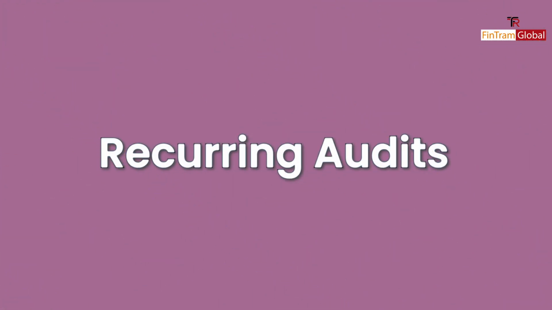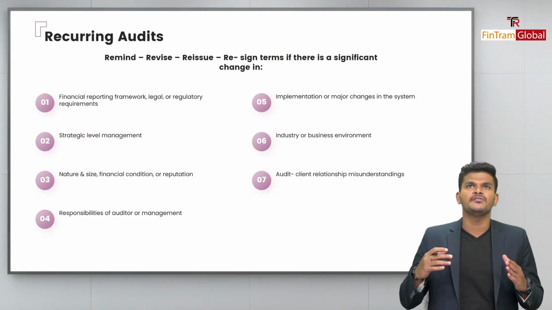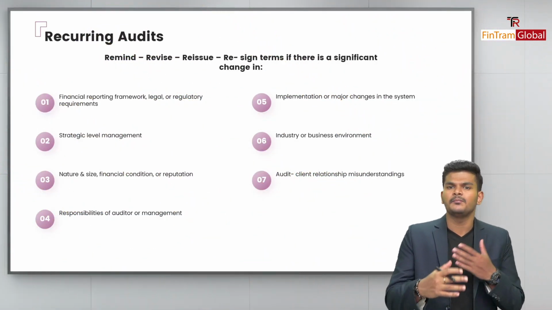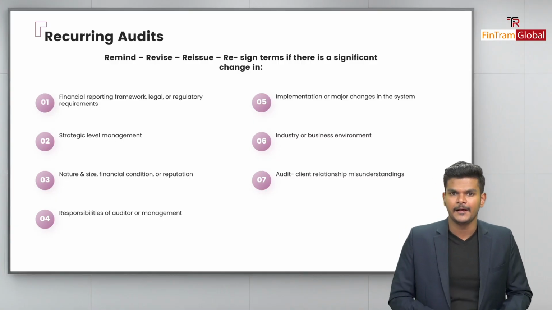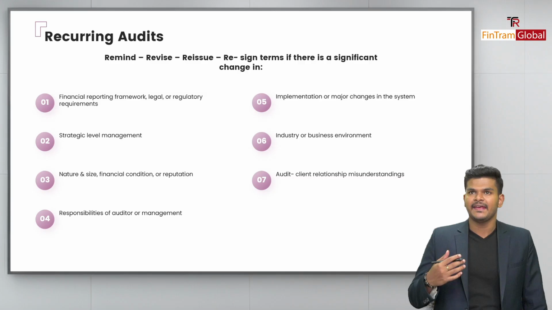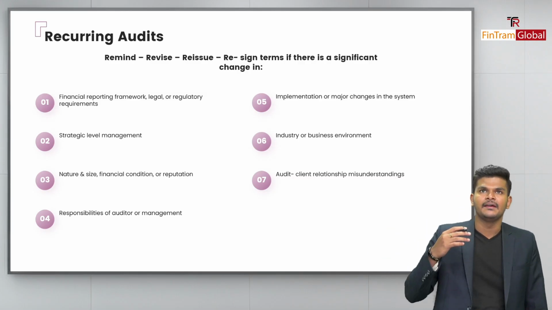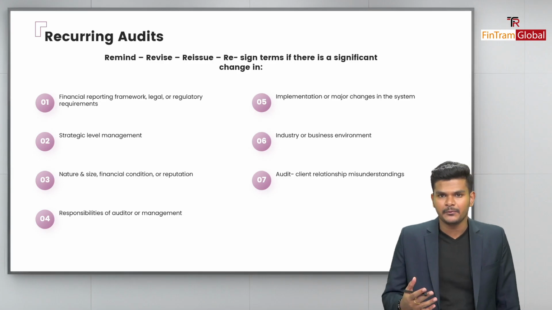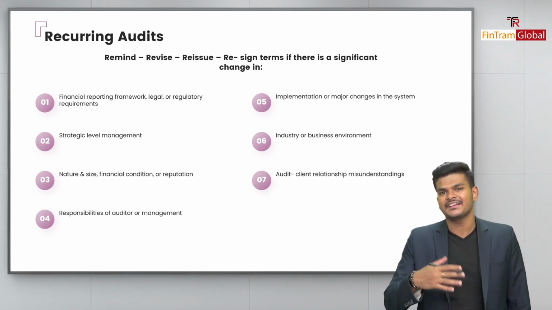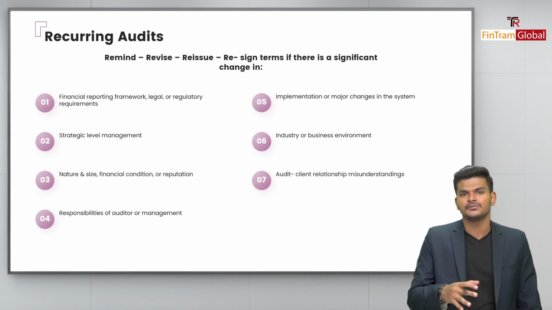Now, moving on to the next one, recurring audits. Okay, folks, so what are recurring audits? Basically, it's when you conduct the audit for the same client for multiple years. Now, if that's the case, then things can be more efficient, right? For example, I can use certain files for multiple years, or I can be more efficient when conducting the audit the next year, or in the second year as compared to the first year, right? So that's basically the idea.